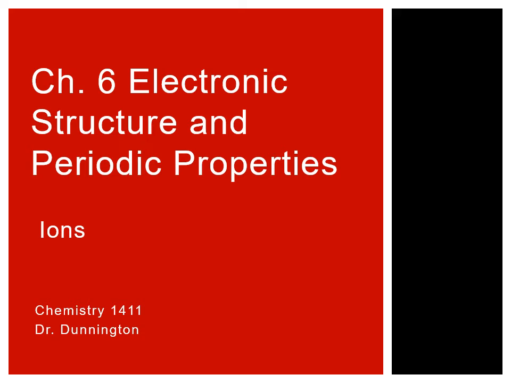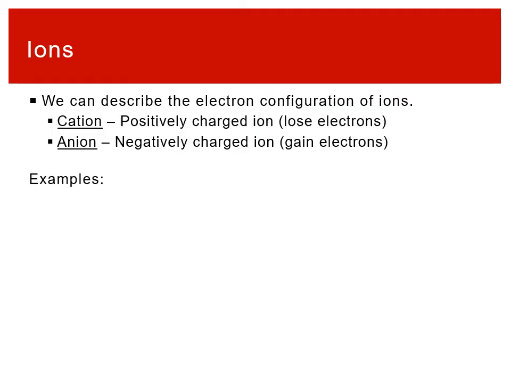Moving forward in Chapter 6, we now want to start applying some of these ideas about electron configurations to some of the chemical ideas we had discussed before. We're going to start with ions. And so we go back to Chapter 2.